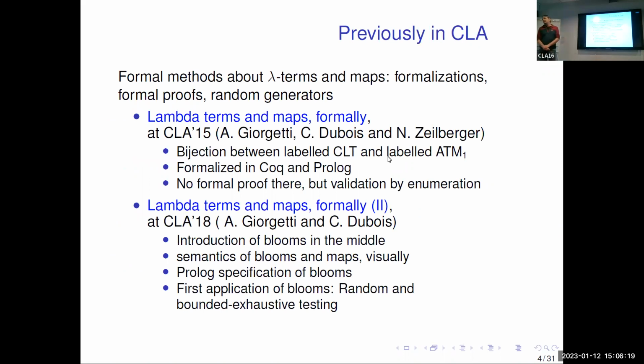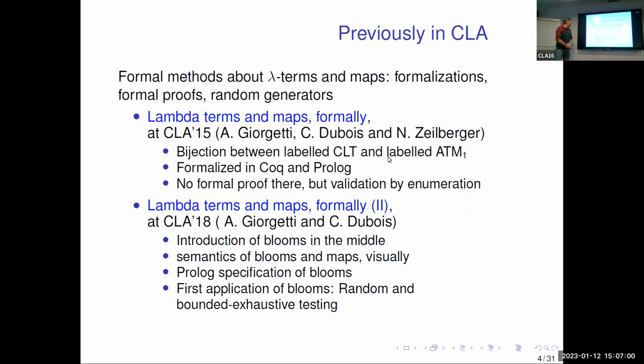What took place in CLA before are two talks by Giorgetti, Dubois, and Zeilberger. The first one was in CLA 2015, and it was about the projection between closed lambda terms and labeled almost trivalent maps of type 1. All the objects were formalized in Coq and Prolog, and no formal proofs were carried out, only some validation by enumeration using the Prolog system. So here the idea is to do actual formalization and actual formal proofs on a slightly different subject.